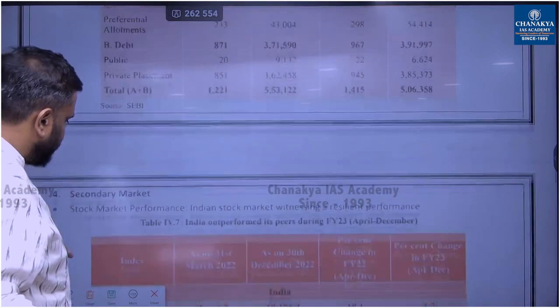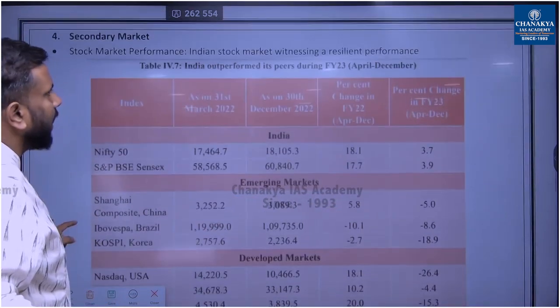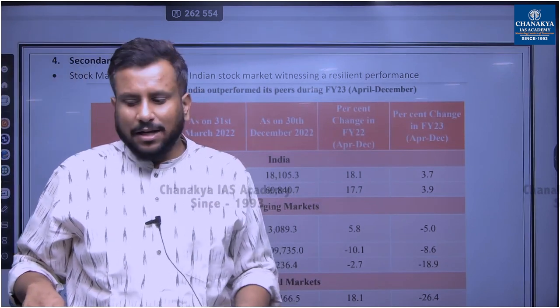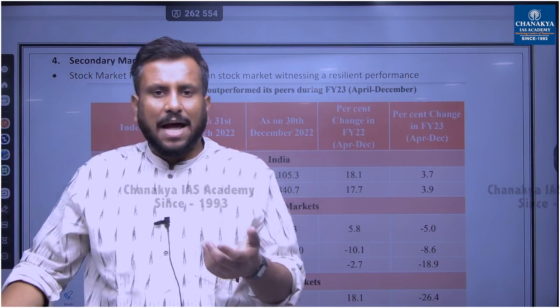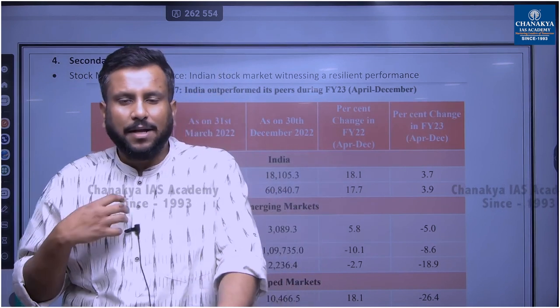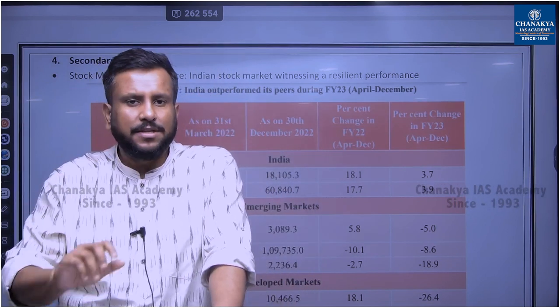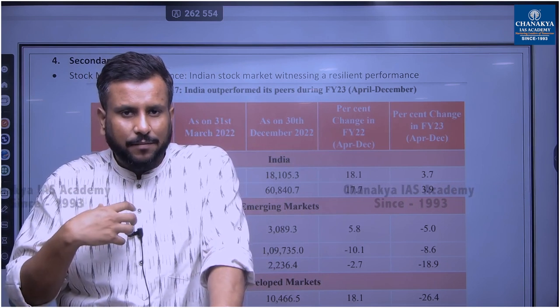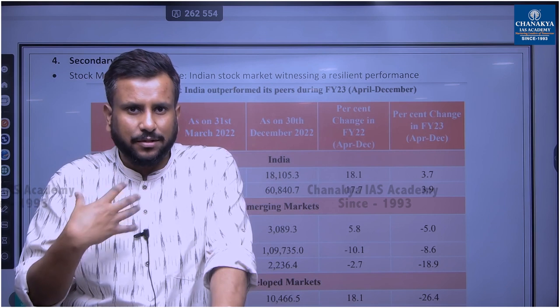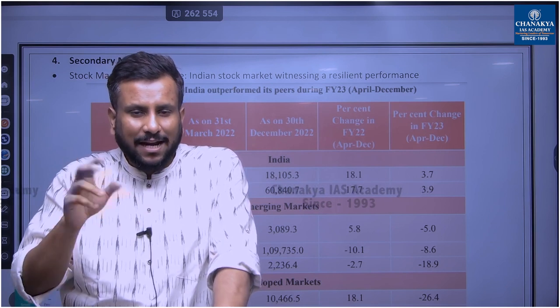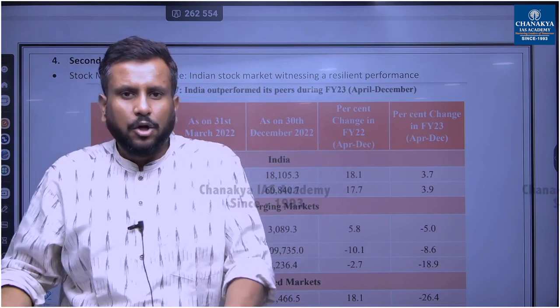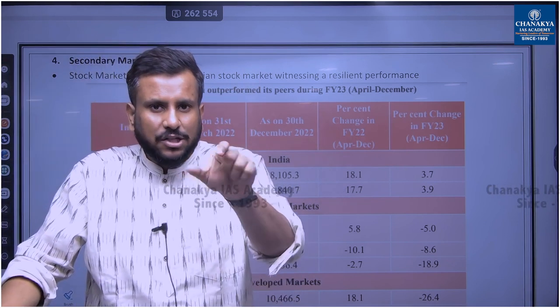Then comes secondary market. So secondary market or primary market mein antar kya hota hai? So primary market ka matlab, for example, the transaction is happening for the first time. For example, I am the company and I have issued 1% share to you. So this is the primary market. For the first time I am selling, this is the first point of transaction. Right? Now, what will you do? You will sell your share to any other person. So that is known as the secondary market.